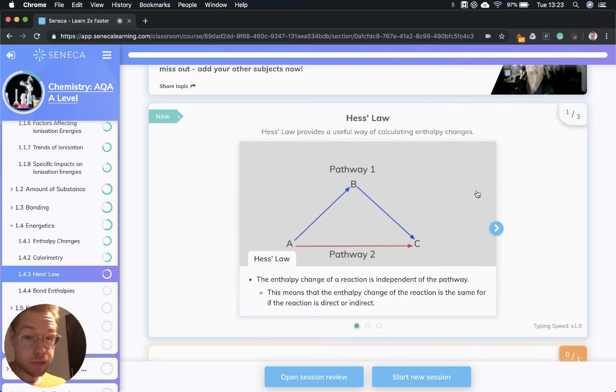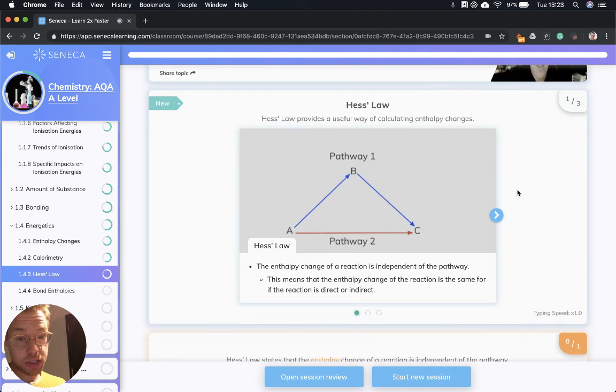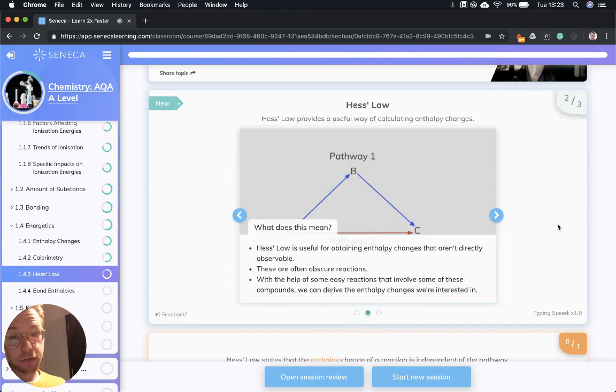So it's a really useful way of calculating enthalpy changes, and this is because the enthalpy change of a reaction is independent of the pathway. So the enthalpy change of the reaction is the same if the reaction is direct or indirect. So what does that mean? That all sounds a bit whack.